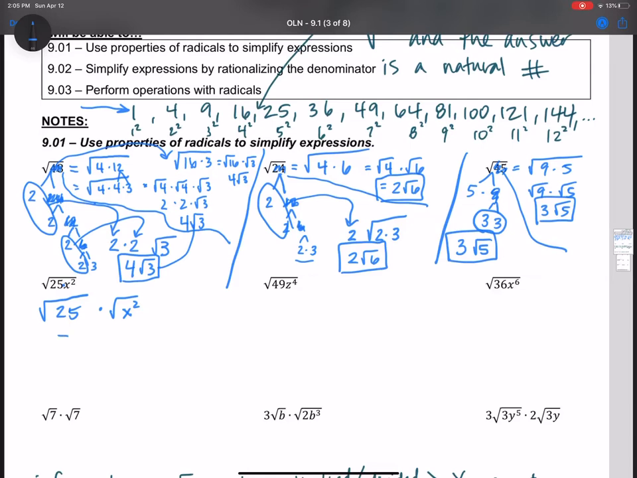So what is the square root of 25? Well, that's 5. What is the square root of x squared? That is x. And you're done. All right, move one over.